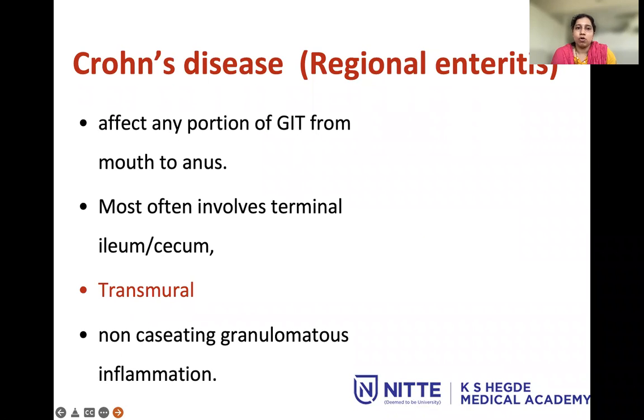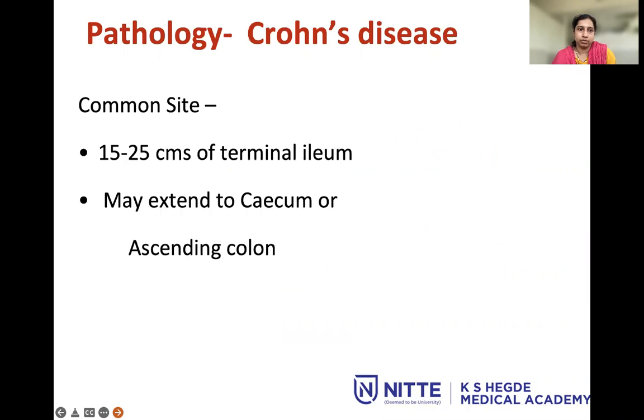Crohn's disease, which is also called regional enteritis, usually affects any portion of the GIT from mouth to anus. But the most common involvement is the terminal ileum and cecum. It is characterized by the presence of transmural non-caseating granulomatous inflammation. The common site is the terminal ileum, 15 to 25 centimeters of terminal ileum, which may extend to the cecum or ascending colon.